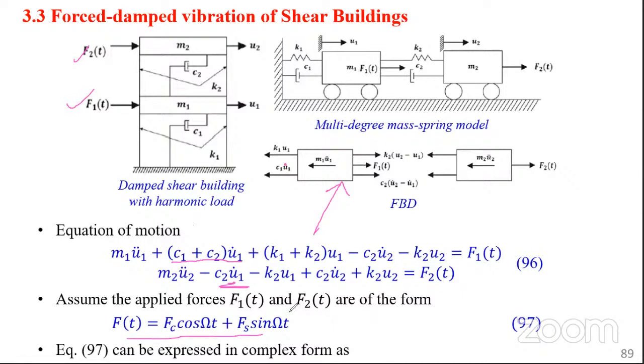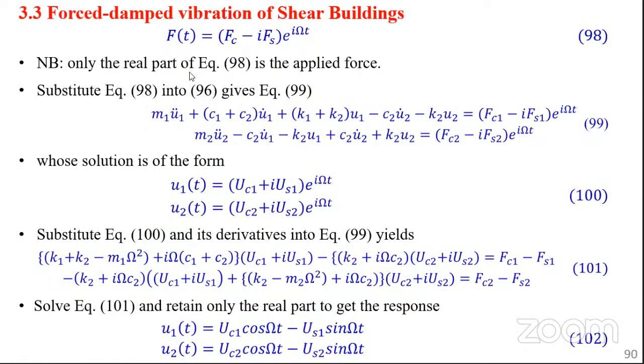The same case, we have assumed the harmonic loading at either floor level is of this nature, and we are saying this can be expressed in complex form. Remember the Euler identity, we have been using it throughout our course because it helps us simplify as well as deal with complex numbers. In the same manner, equation 97 can be rewritten using the Euler identity in complex form. Now we have introduced i, a complex number, but we note that only the real part of equation 98 is the applied force. So you substitute 98 in 96 to obtain this equation. I'm not going to work it out because I have already worked it out here.